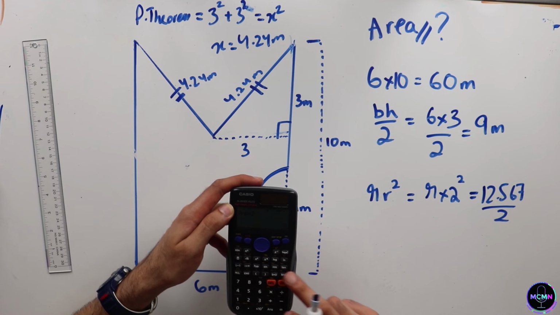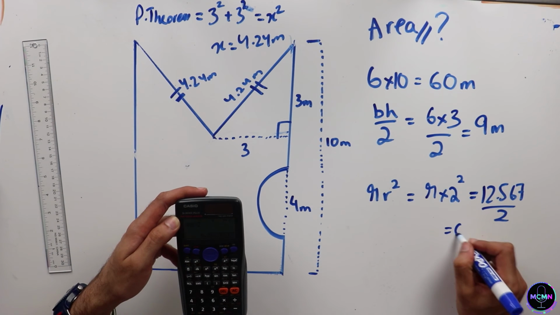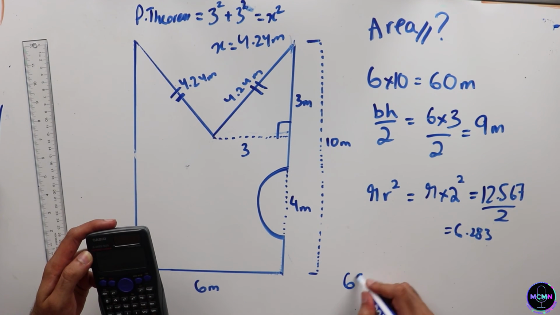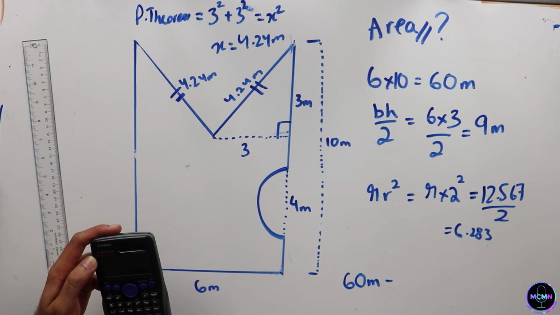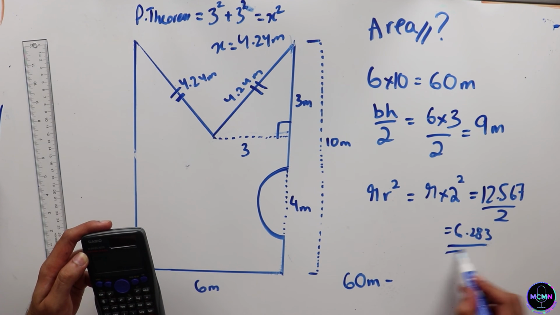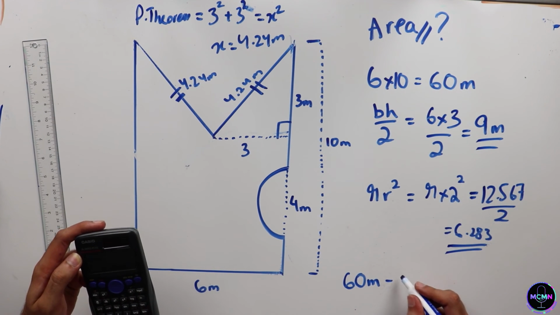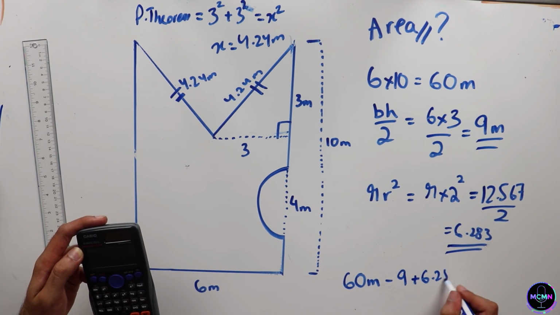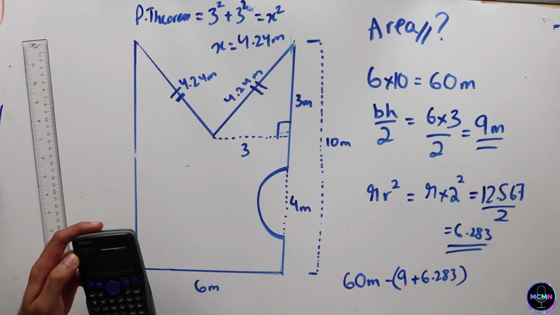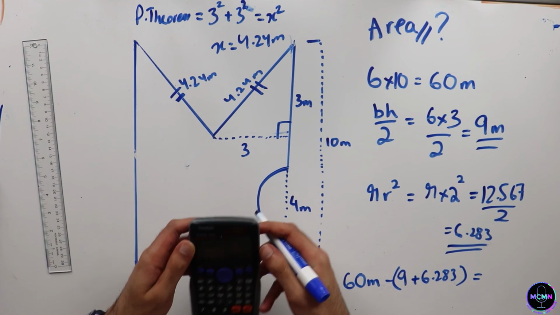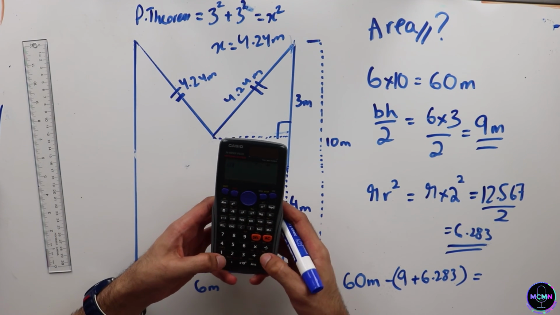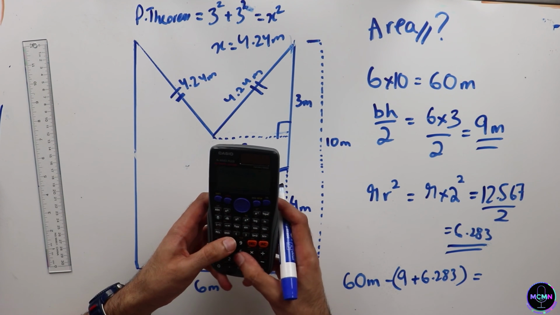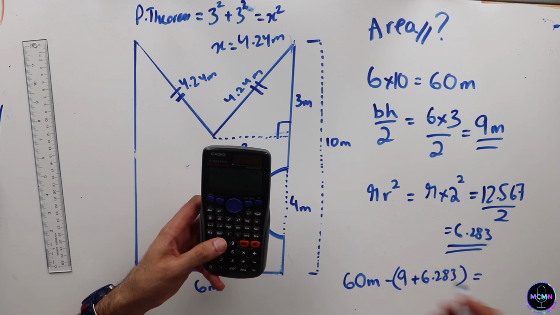6.283. Now my total area was 60 meters, and from 60 I need to subtract this gap and this gap. So minus 9 plus 6.283. If I plug this into my calculator, 60 minus 9 plus 6.283, that gives me 44.7 meters squared.